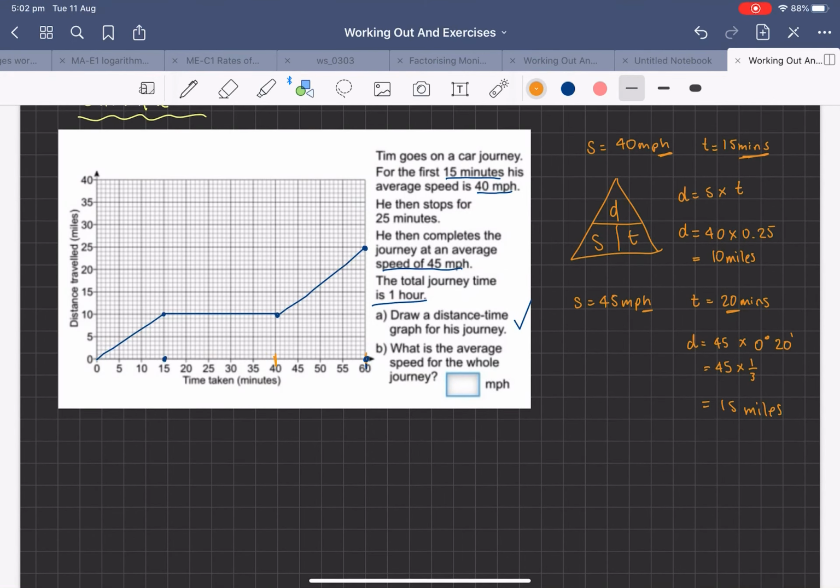What is the average speed for the whole journey? Remember, even using the triangle here, speed equals distance over time. So his total distance, he's travelled 25 miles in total. Over the total time, it's taken 1 hour, so it's 25 miles per hour. Because it says average speed, which means total distance over total time. On average, he went 25 miles per hour.